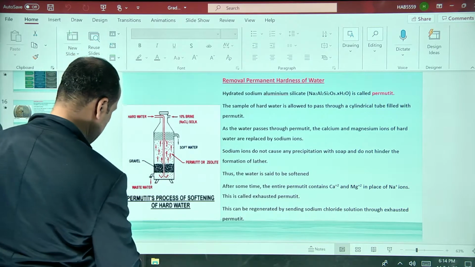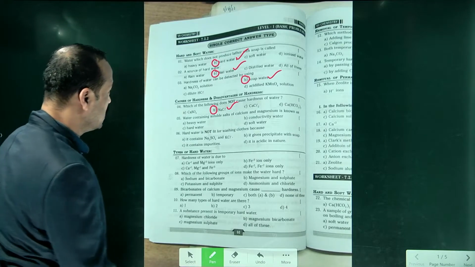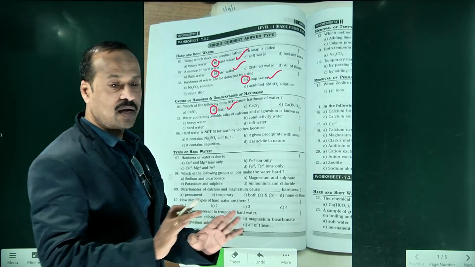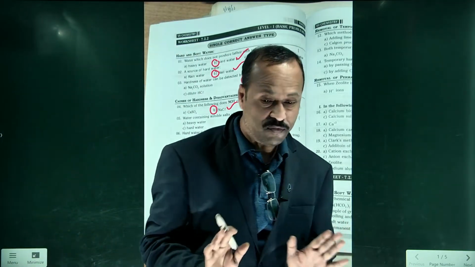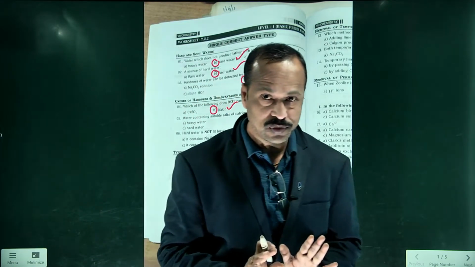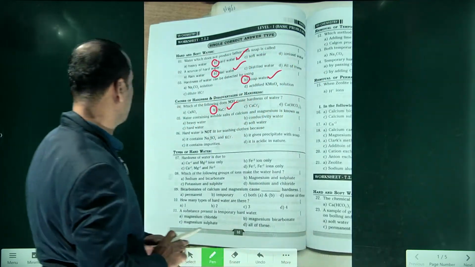So, here the answer is sodium chloride does not cause the hardness of water. Is this clear to you? Yes, sir. Now next one.